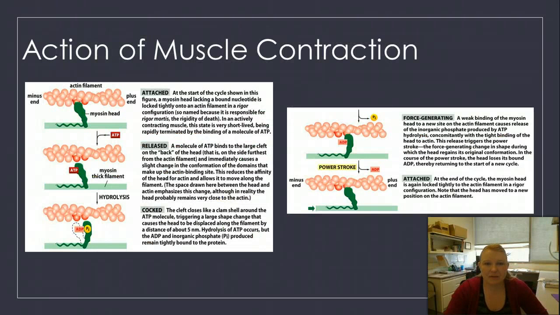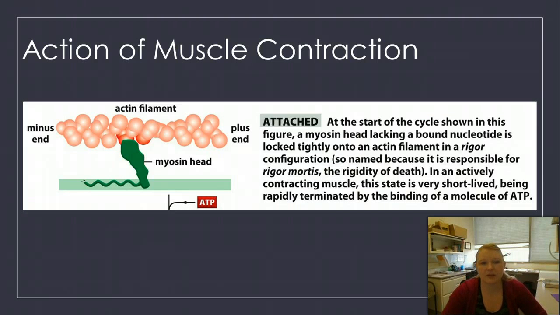So let's look at the action of the muscle contraction on a little bit more of a molecular basis, or deeper level here. And there are 5 main steps, and we're going to go through each of these steps on the next couple slides. So the first thing is that we start off with the myosin head attached to the actin molecule. It's pretty stiff. This is known as the rigor conformation because it's like rigor mortis and how stiff everything is after death. It's an actively contracting muscle. It's a very short-lived state because it's going to be moving pretty quickly, but if it's not actively contracting, this muscle will just stay in this position.